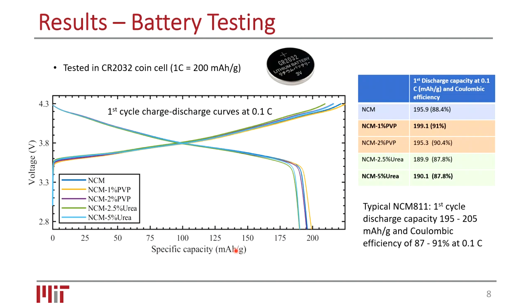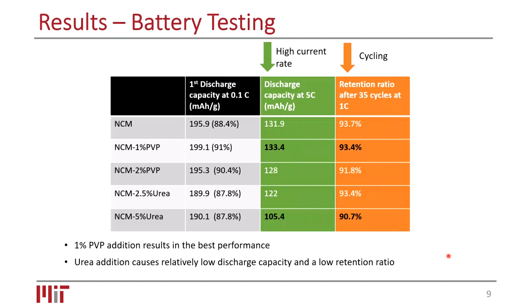For typical NCM 8811, the first cycle discharge capacity is in the range of 195 to 205 mA per gram, and the Coulombic efficiency is between 87 and 91 at 0.1C. Besides the first cycle test, we also take a look at two more features. The first one is the capacity at a higher current range, and the other is the cycling performance.